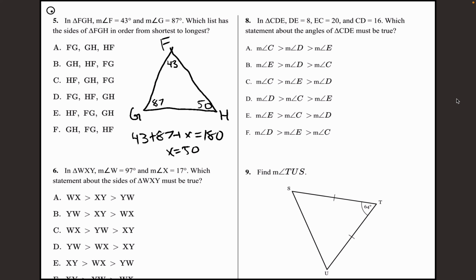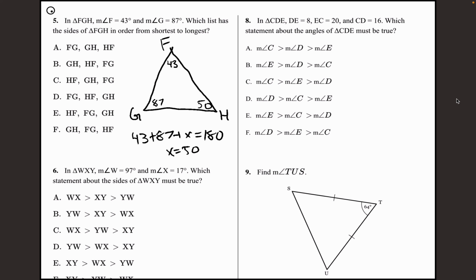All right, we only have angles, but we have to find the sides from shortest to longest. You have to pay attention to where your angle is, because this is angle-side relations. Now, listen. When I say, who can tell me what our largest angle is? It's angle G, and it's 87.